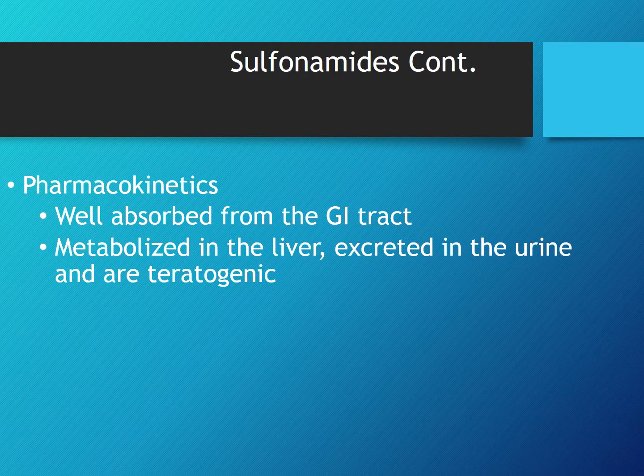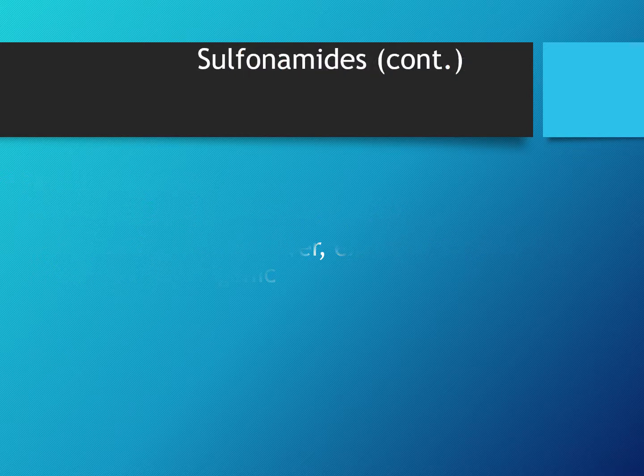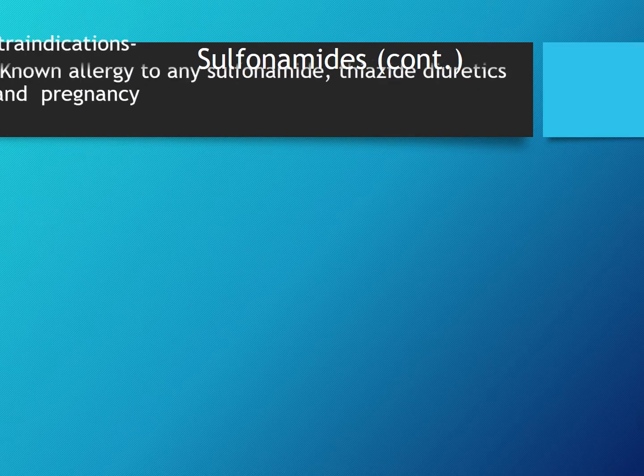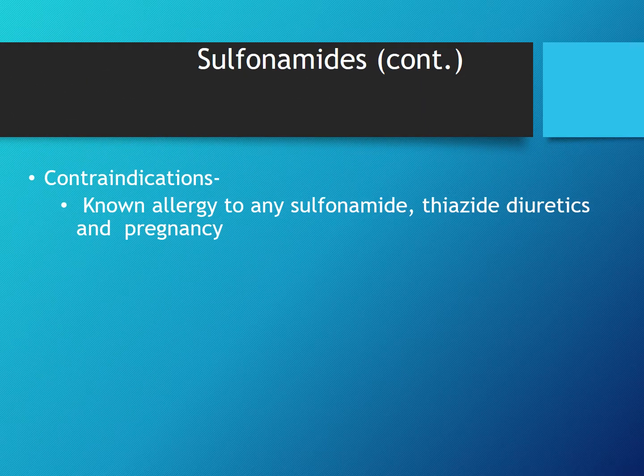They're well absorbed from the GI tract, metabolized in the liver, excreted in the urine, and they are considered to be teratogenic, meaning they are definitely dangerous medications. We don't give them during pregnancy in particular. So the contraindications would be allergies, use of thiazide diuretics, and pregnancy.